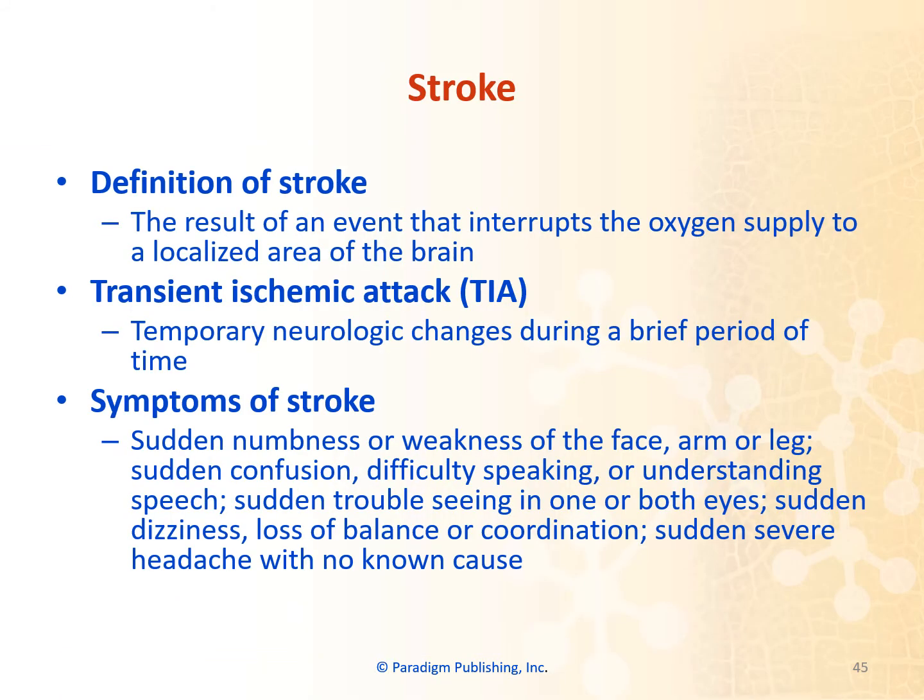So now we're going to talk about strokes. A definition of a stroke is the result of an event that interrupts the oxygen supply to a localized area of the brain. Transient ischemic attack, or TIA, is temporary neurologic changes during a brief period of time. Symptoms of a stroke include sudden numbness or weakness in the face, arm, or leg, sudden confusion, difficulty speaking or understanding speech, sudden trouble seeing in one or both eyes, sudden dizziness, loss of balance or coordination, sudden severe headache with no known cause.